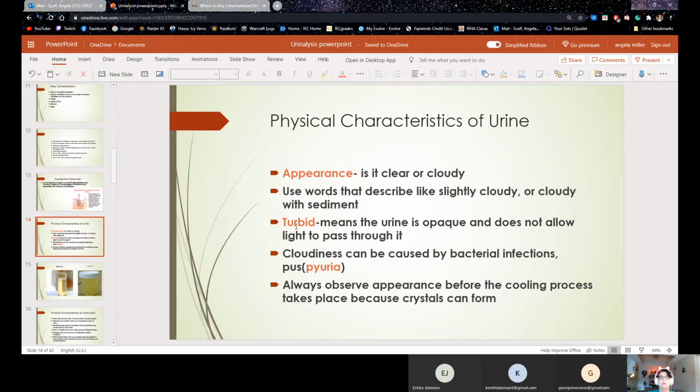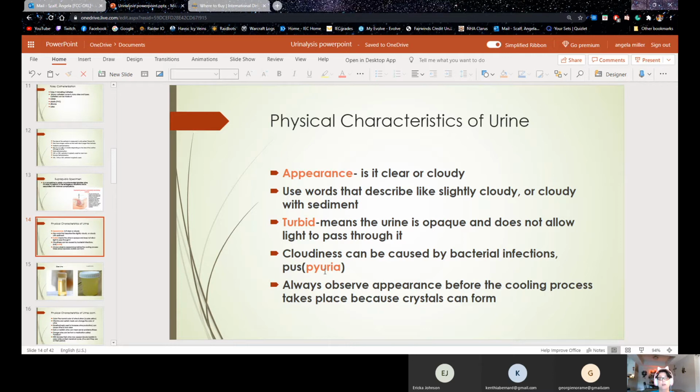Cloudy, you might be able to see a tiny bit of light through it. Turbid, this term means that it is opaque. When you hold it up, there's no light coming through. This is usually because of infection and pus in the urine. And that term we've heard, that's pyuria. Pus in the urine because of infection, pyuria.